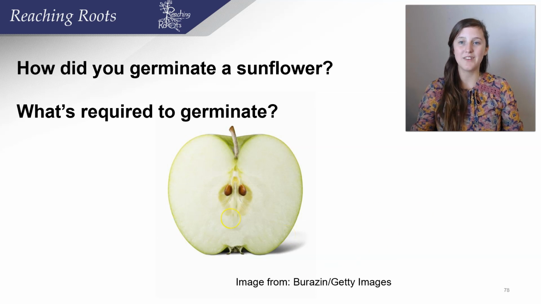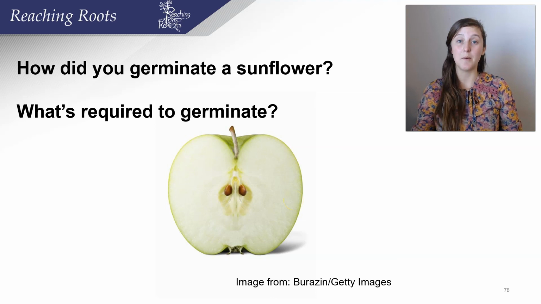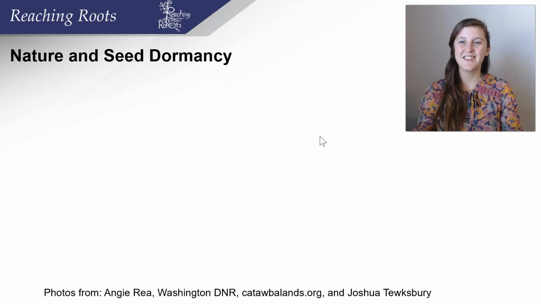That's why apple seeds have this built-in system that will not allow them to germinate unless they've gone through a period of cold. That ensures that apple seeds that became mature in the fall do not germinate until the following spring. Seeds have built-in dormancy so that they do not germinate at the wrong time. We're going to go through 4 examples of seed dormancy and how nature breaks that.